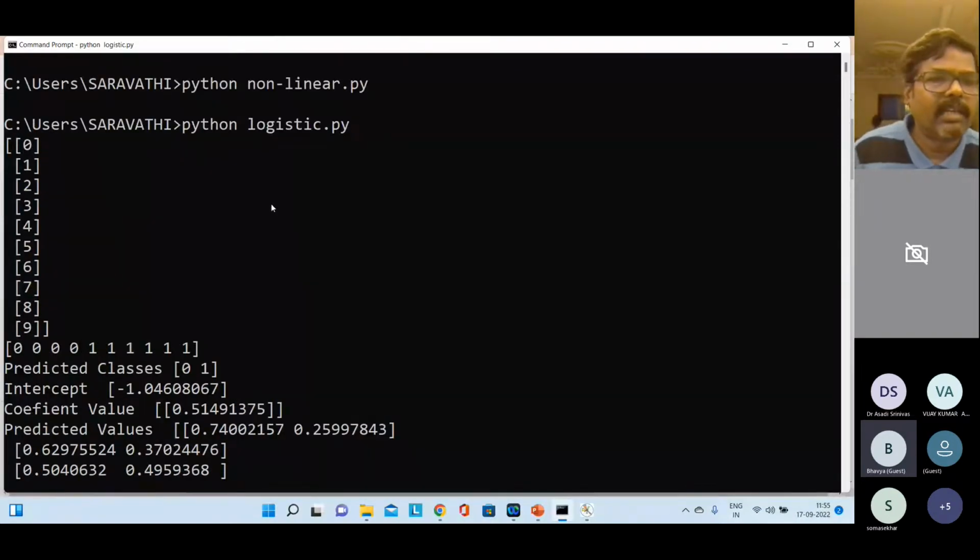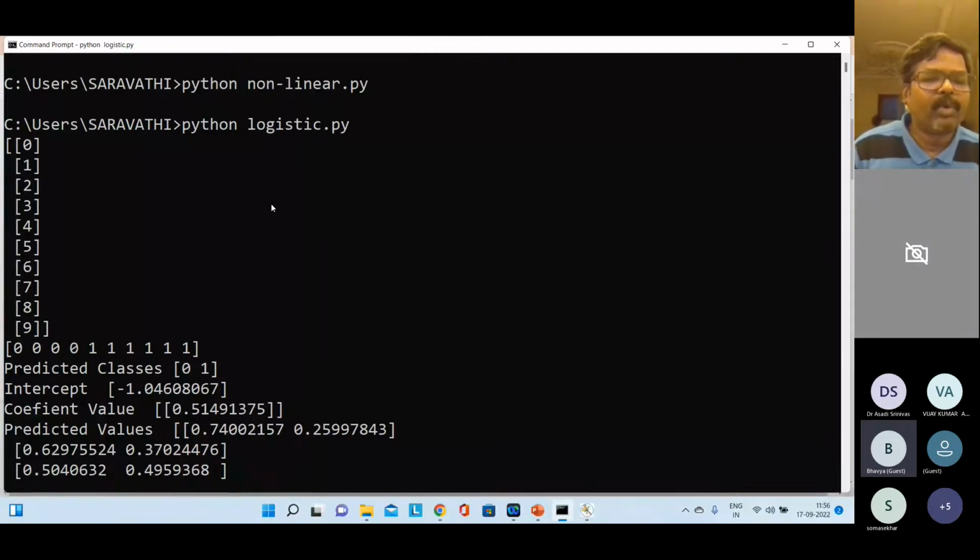See, I have taken x values 0, 1, 2, 3, 4, 5, 6, 7, 8, 9. Whenever I am predicting, 1 means present, 0 means absent. So based on our input, we are finding the predicted values. Predicted values means 0 or 1.